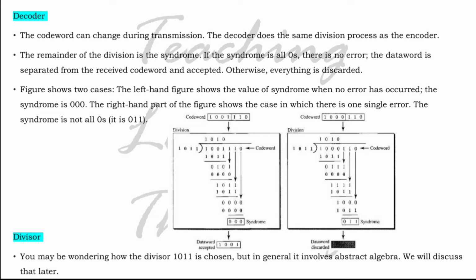So the figure shows two cases. The left hand figure shows the value of the syndrome when no error occurred and the syndrome is 0 0 0, and the right hand part of the figure shows the case in which there is one single error and the syndrome is not all zeros, that is it is 0 1 1.